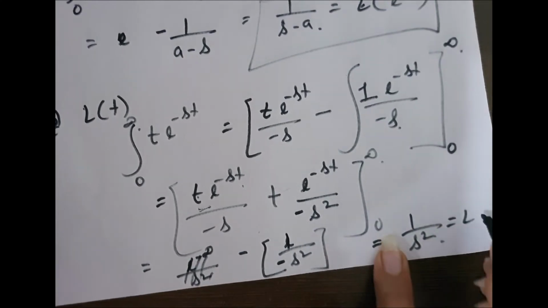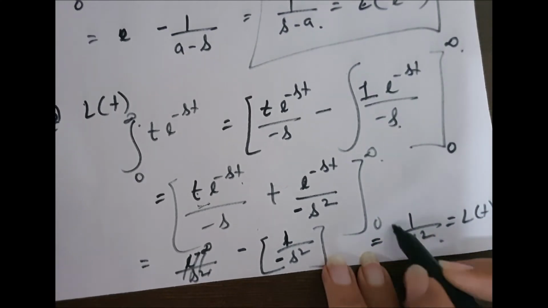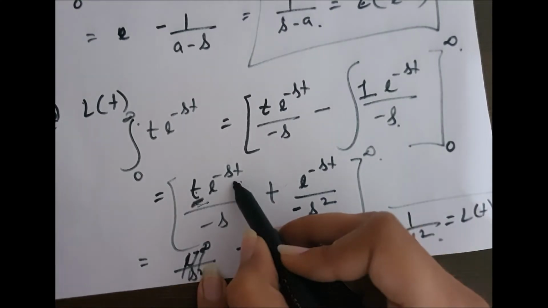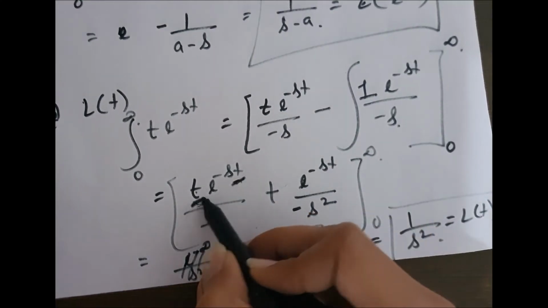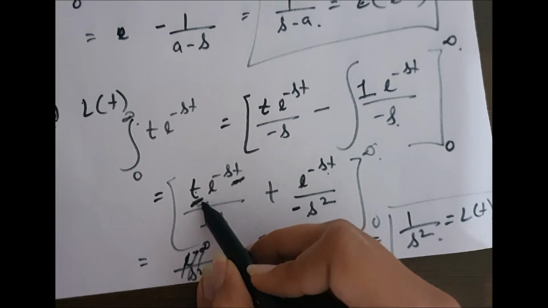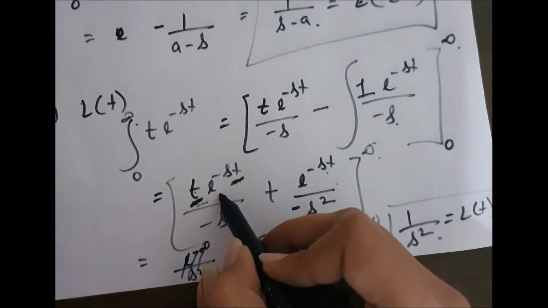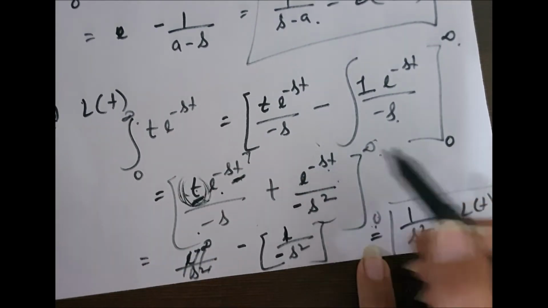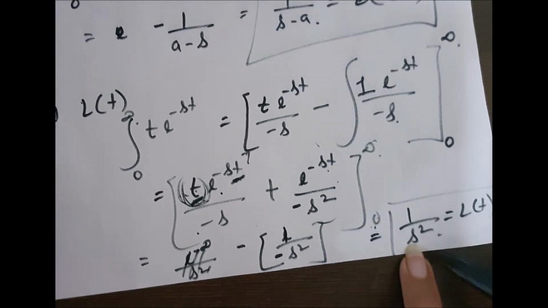So the Laplace transform of t will come out to be 1 upon s square. Here we have to put infinity here and here also. If we put infinity here, this will get cancelled. If we put 0 here, this will be 1. So we will get 1 upon s square.